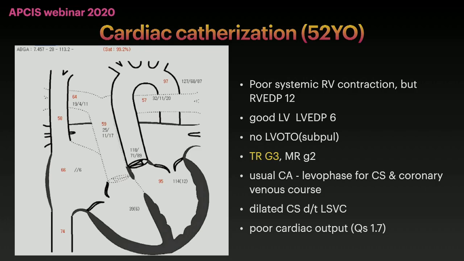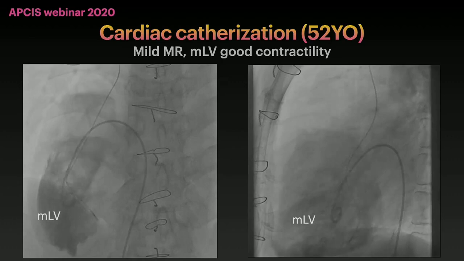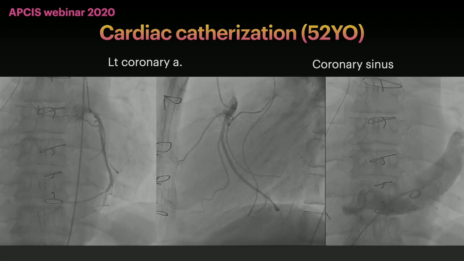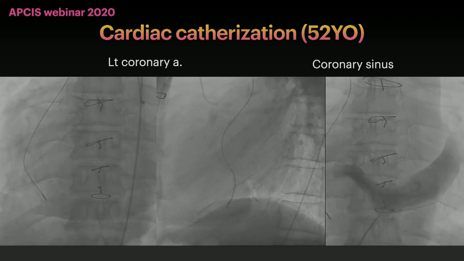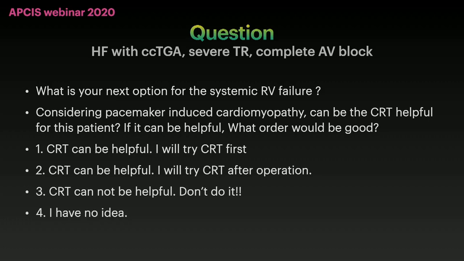Morphologic RV angiography showed severe TR and poor contractility. But morphologic RV contractility was good with mild MR. This is the coronary angiographic image. We checked the level of CS and coronary venous course because we planned a CRT later. This patient's problem is heart failure with ccTGA, conventional repair, severe TR and complete AV block.